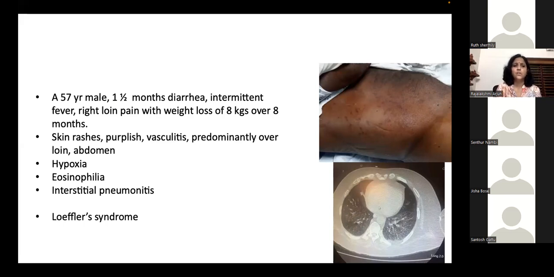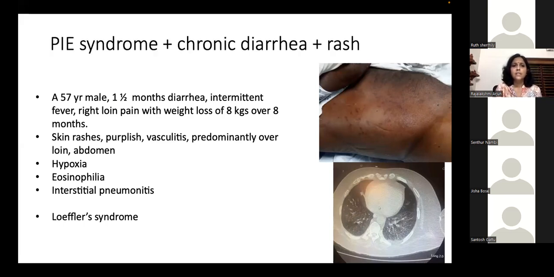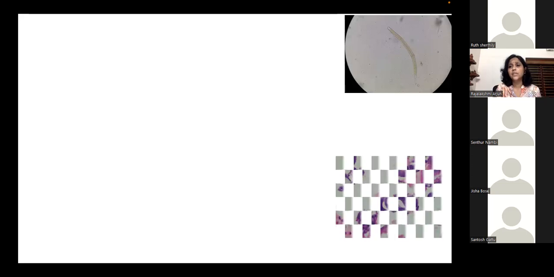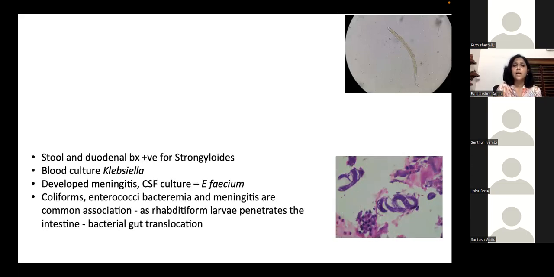There are several etiologies for causing this syndrome, and they are grouped under pulmonary infiltrates with eosinophilia, called the PIE syndrome. This patient has pulmonary infiltrates with eosinophilia, and in addition, he also has chronic diarrhea and rash. What could be the possible etiology? Because of the chronic diarrhea, he underwent stool examination, which is shown here, as well as a duodenal biopsy. Both stool and duodenal biopsy revealed Strongyloides. Blood culture grew Klebsiella, and he also developed meningitis, and CSF culture grew Ephesia.